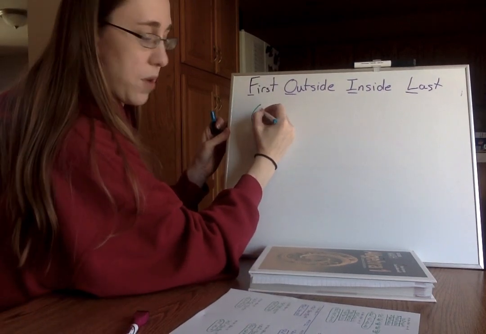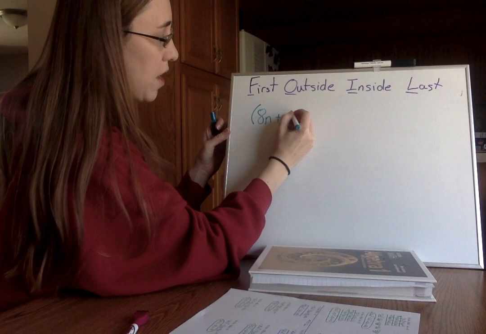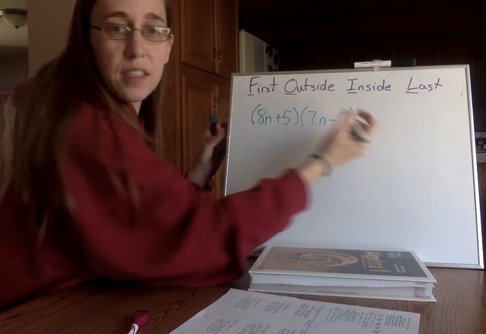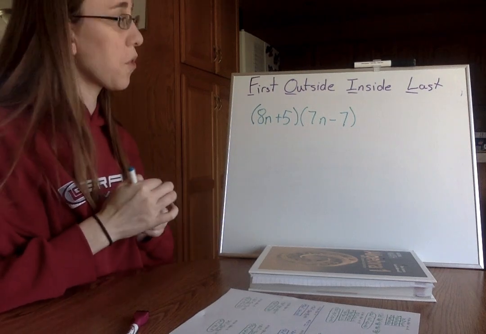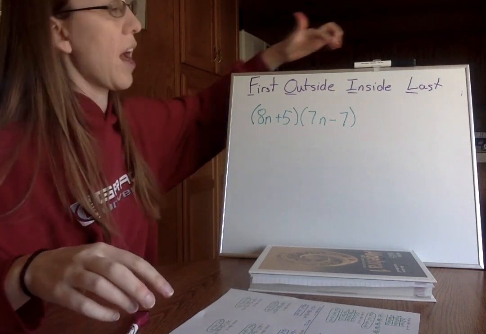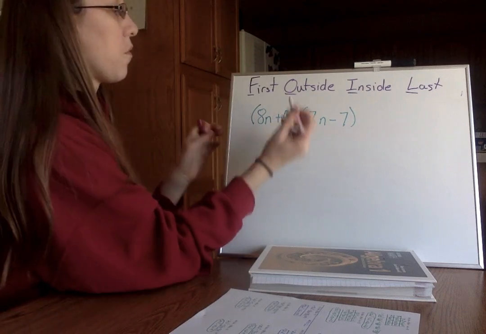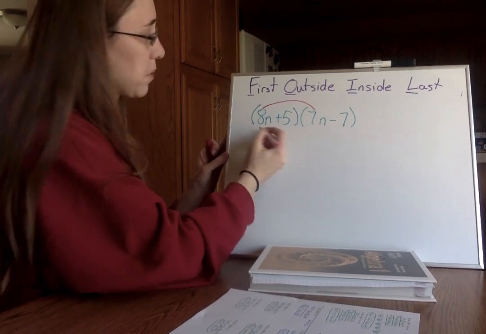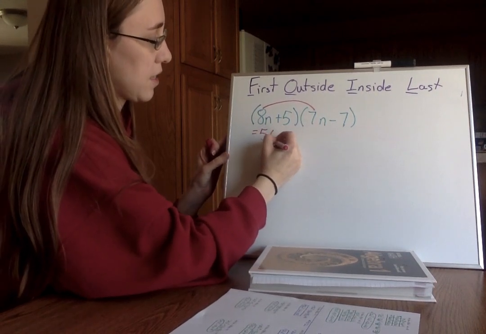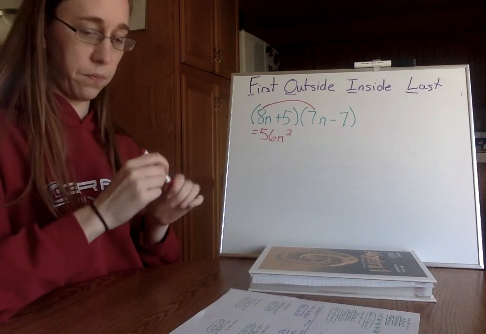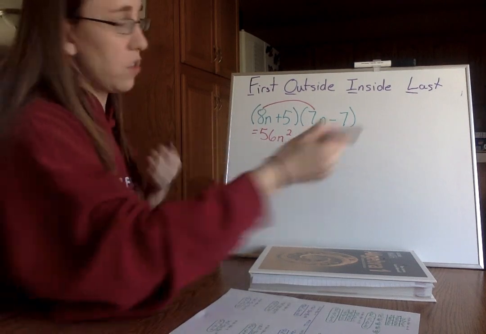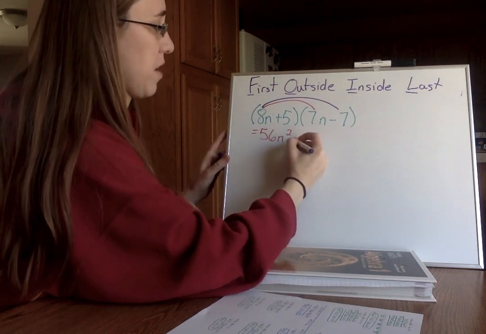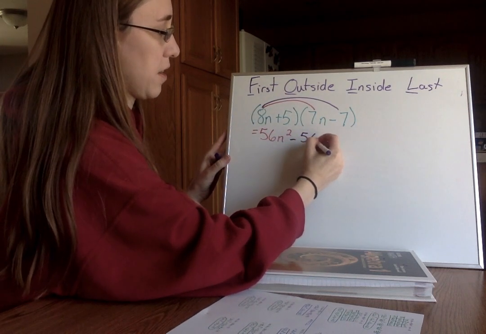For example, if we have 8n plus 5 times 7n minus 7. That's 2 binomials. So we're going to go through and we're going to do first, outside, inside, last. So first means you multiply the first thing times the first thing. So 8n times 7n is 56n squared. Outside means you take the 2 that are on the far outside. 8n times negative 7. So minus 56n.